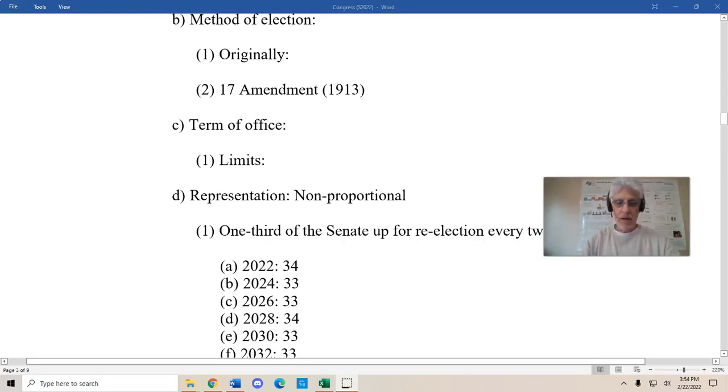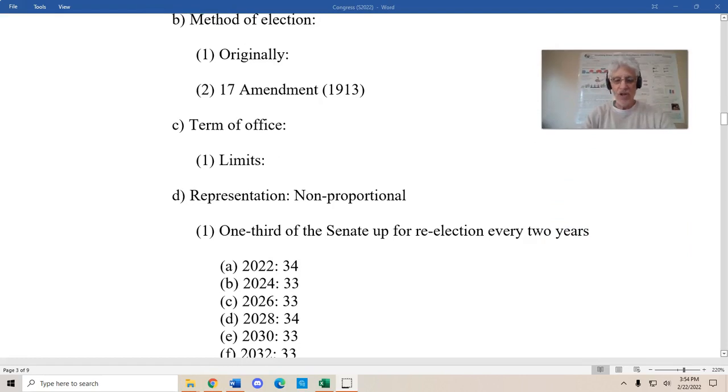Representation in the Senate is non-proportional, right? It's not based on population. Every state gets 2 senators, regardless of their population. That's why Wyoming has 2 senators and California has 2 senators, because it doesn't matter. Population is irrelevant. And 1/3 of the Senate is up for re-election every 2 years.